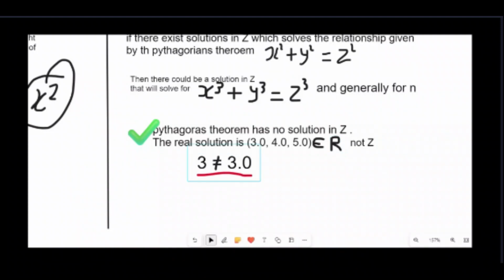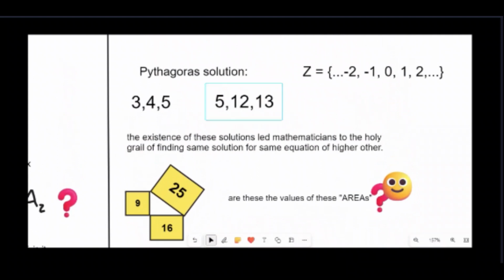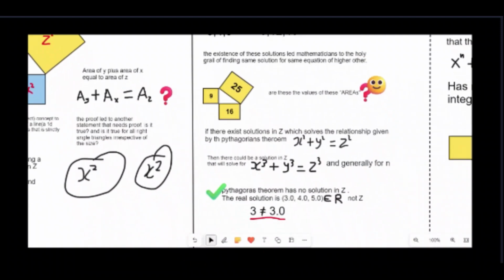So if they are not integers, what are they? They belong to the reals. And in that case, the 3 we see is not actually 3. This is the actual solution: 3.0, 4.0, 5.0. These are the numbers that actually solve Pythagoras' theorem. And all other solutions, like 5, 12, 13, and the rest of the solution set, are not whole numbers. They are 5.0, 12.0, 13.0, rather than 5, 12, and 13.